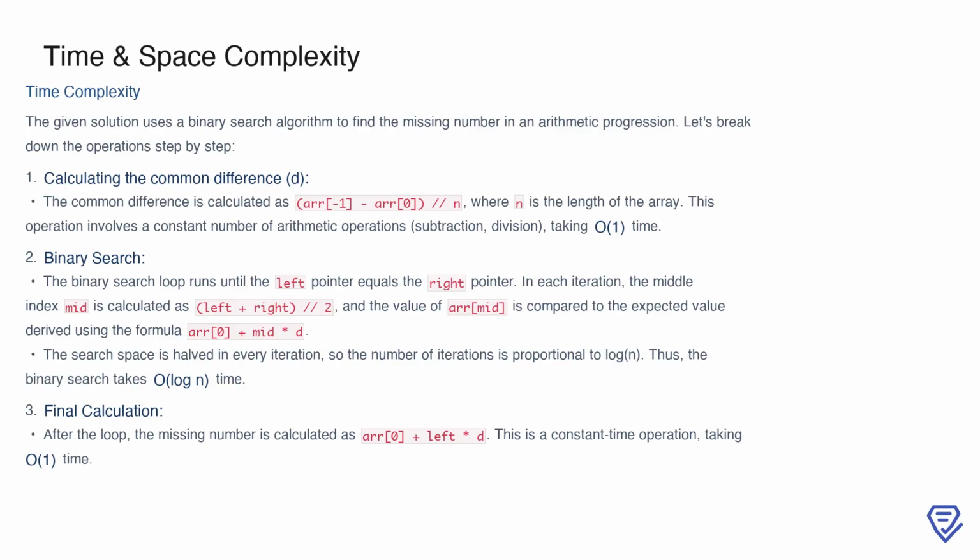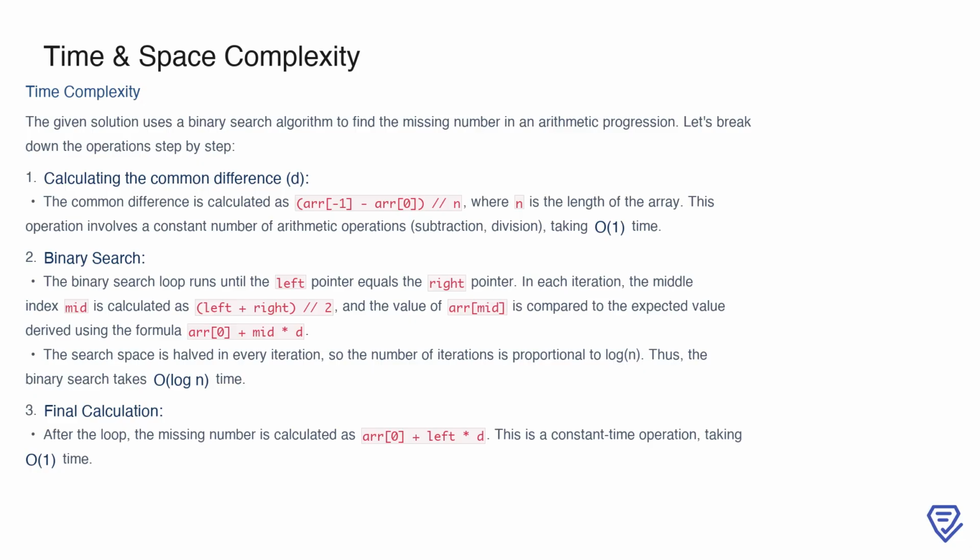Next, the binary search plays a crucial role. In this step, we repeatedly divide the search space in half. For each iteration, we calculate the middle index and compare the value at that index to the expected value using the formula ARR[0] + mid * d. This halving of the search space continues until the left and right pointers converge. Since the search space is reduced by half with each iteration, the number of iterations is proportional to log n. Therefore, the binary search step takes O(log n) time.